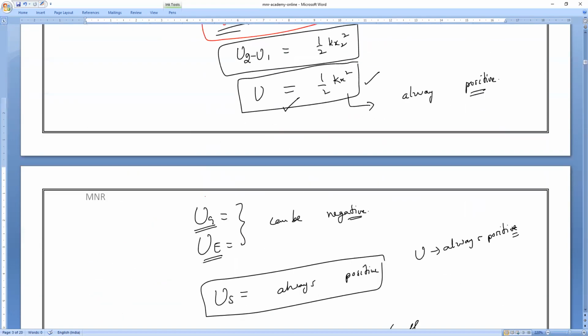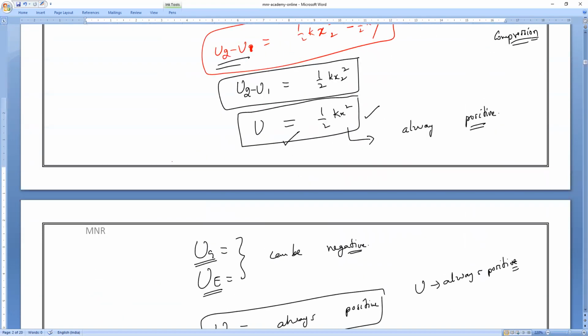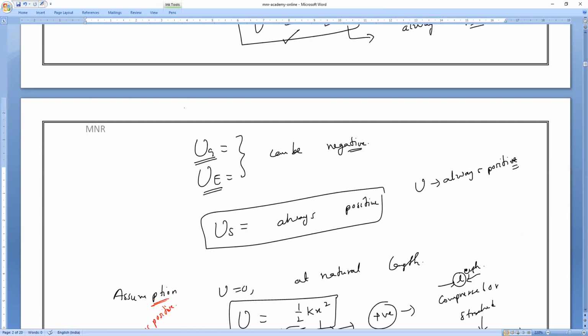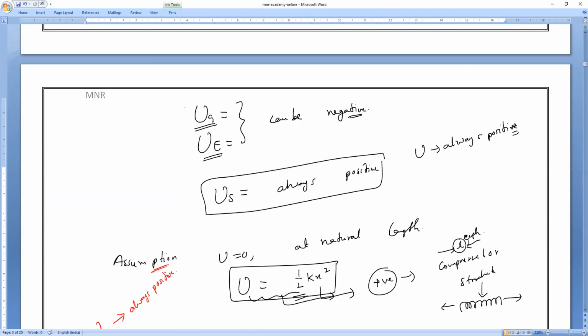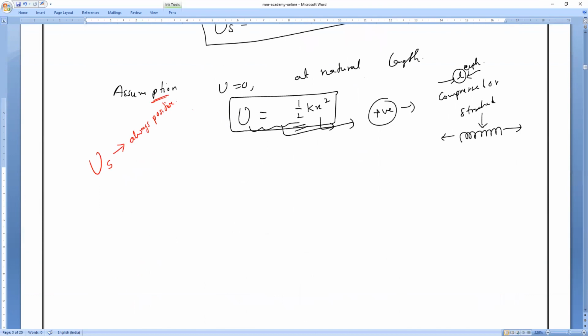Clear? So what is the formula? Spring potential energy is equal to half into k into x square. That's all. So now, with this remembrance, let us solve. Once again, I'll repeat. Change in potential energy is equal to what? Minus of work done. Am I right or wrong? By remembering this, we will solve.